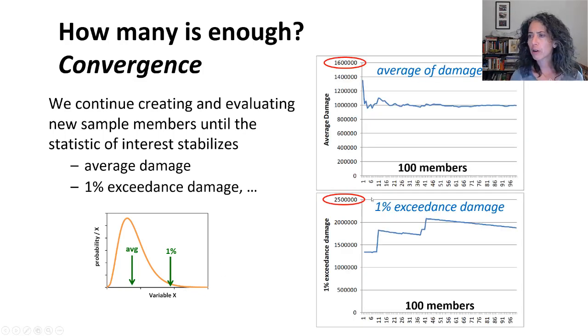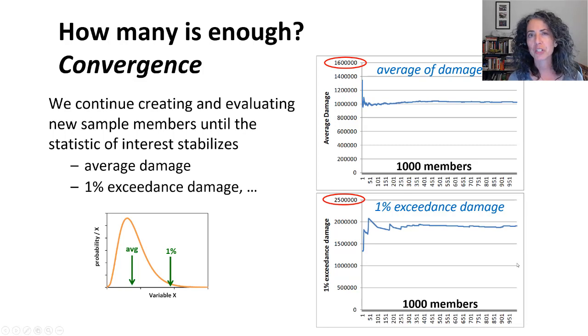Here is a sample with 100 members, and computing the average of these damages, it does stabilize fairly well with the 100 sample members. But if I was interested in that 1% value, if I compute my 1% exceedance value as I accumulate sample members, it is definitely not stabilized. And it's not surprising that a 1 in 100 value is not going to stabilize yet with only 100 sample members. But if I repeat with 1,000 sample members, then I'm seeing that the 1% value does stabilize.